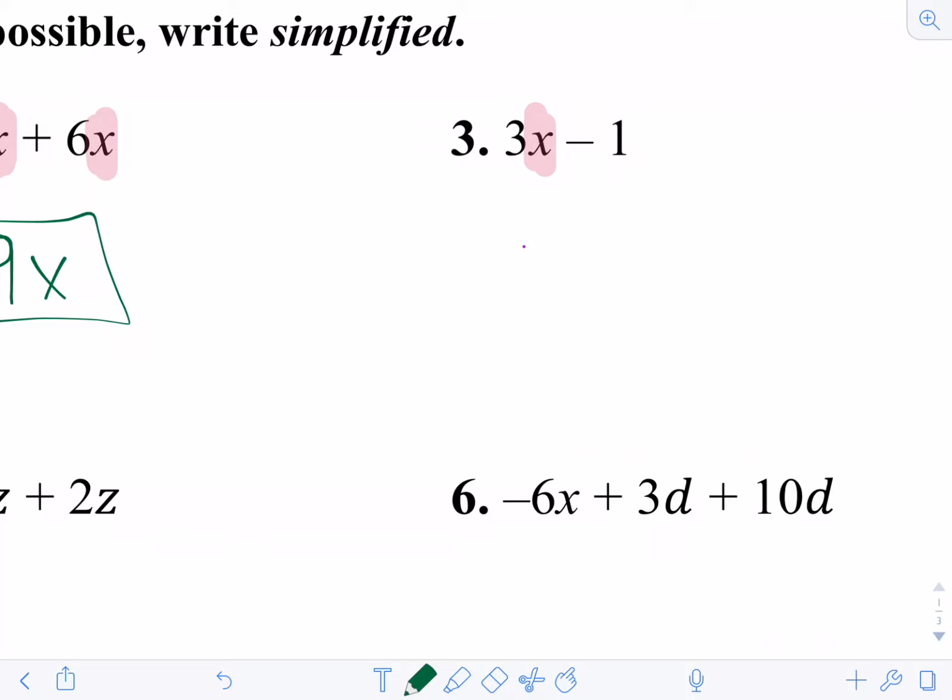So what this means would be like I had 3 apples and I take away 1, nothing. That doesn't even make sense. I don't even have a variable there to say I'm taking away anything. So here we cannot simplify it. This is in the simplest form. So what we write for our answer is simplified.